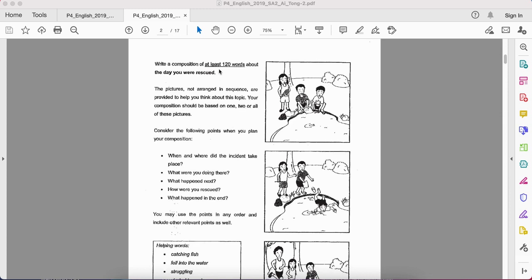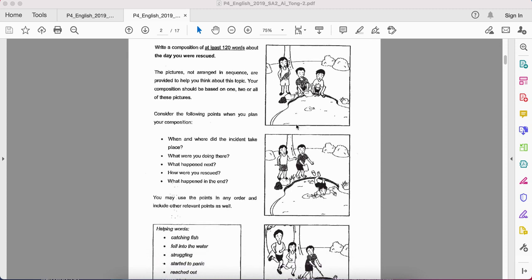Now the key points to take note of here is it has to be 120 words at least about the day that you were rescued. Okay, so that's what the topic is going to be. So this means that you were the one being rescued, all right? So that's number one, for you to start thinking about what you want to write.